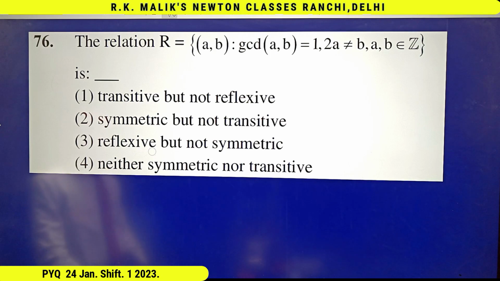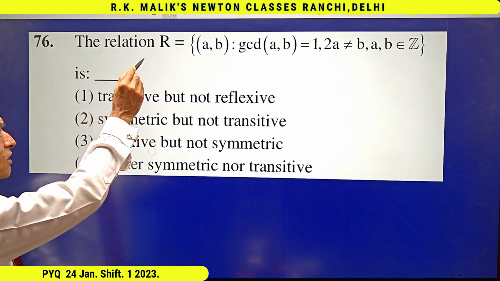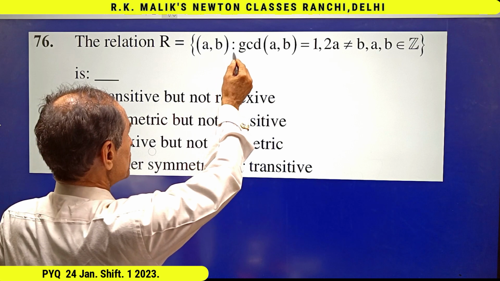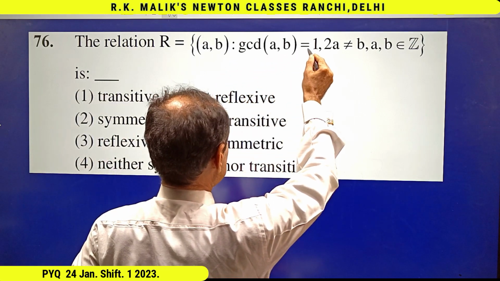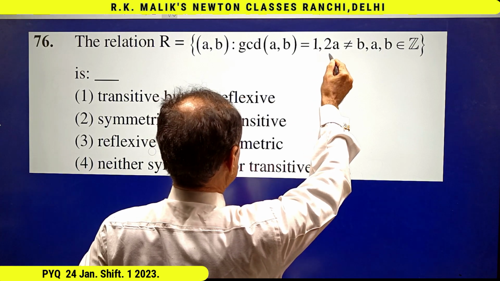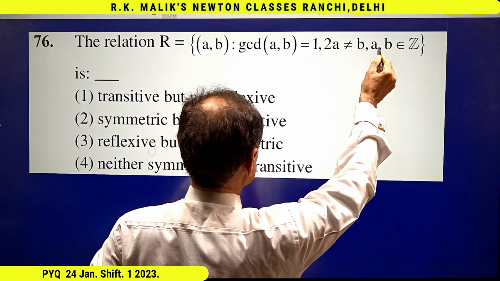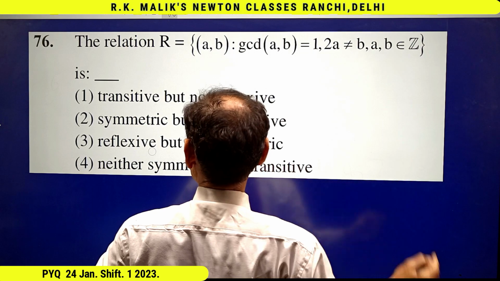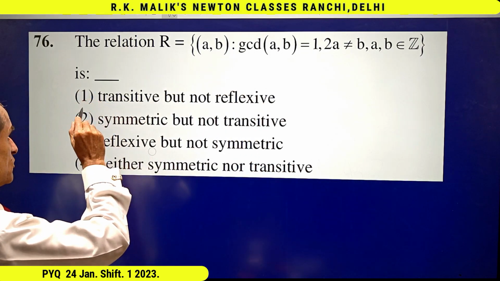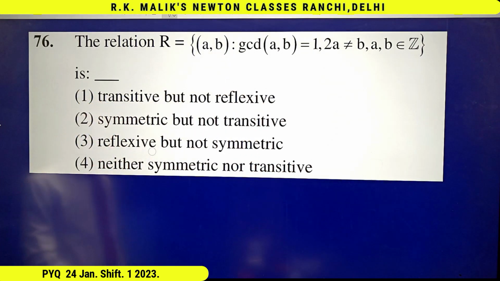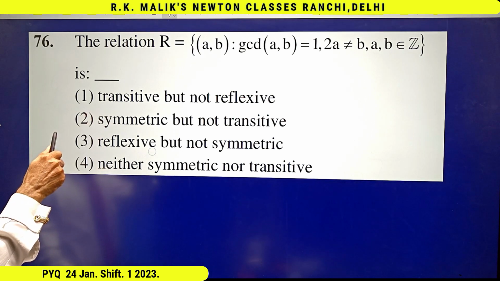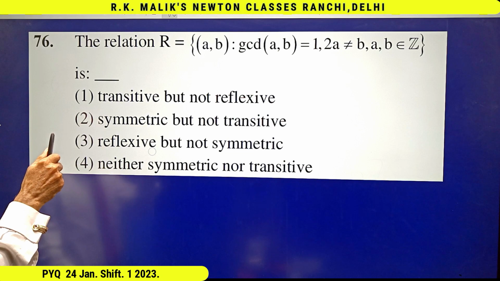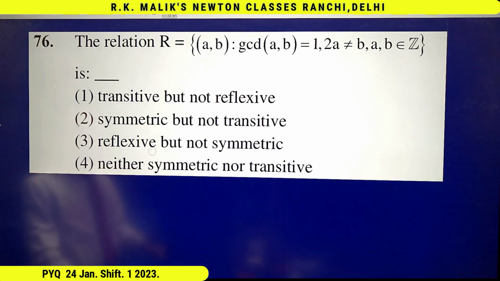In this question, it is given that the relation R equals the set of ordered pairs (A, B) such that GCD of A and B is 1 and 2A is not equal to B, where A and B belong to Z. You have to find the correct choice. That is, you have to check the reflexive, symmetric and transitive nature of R.